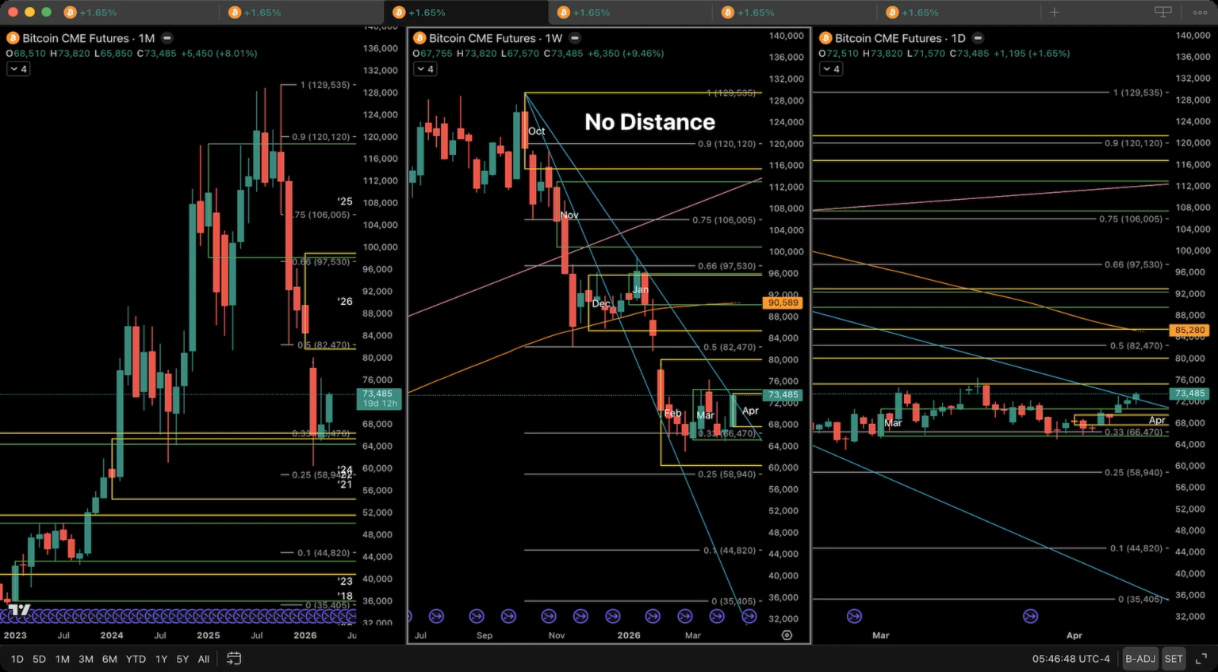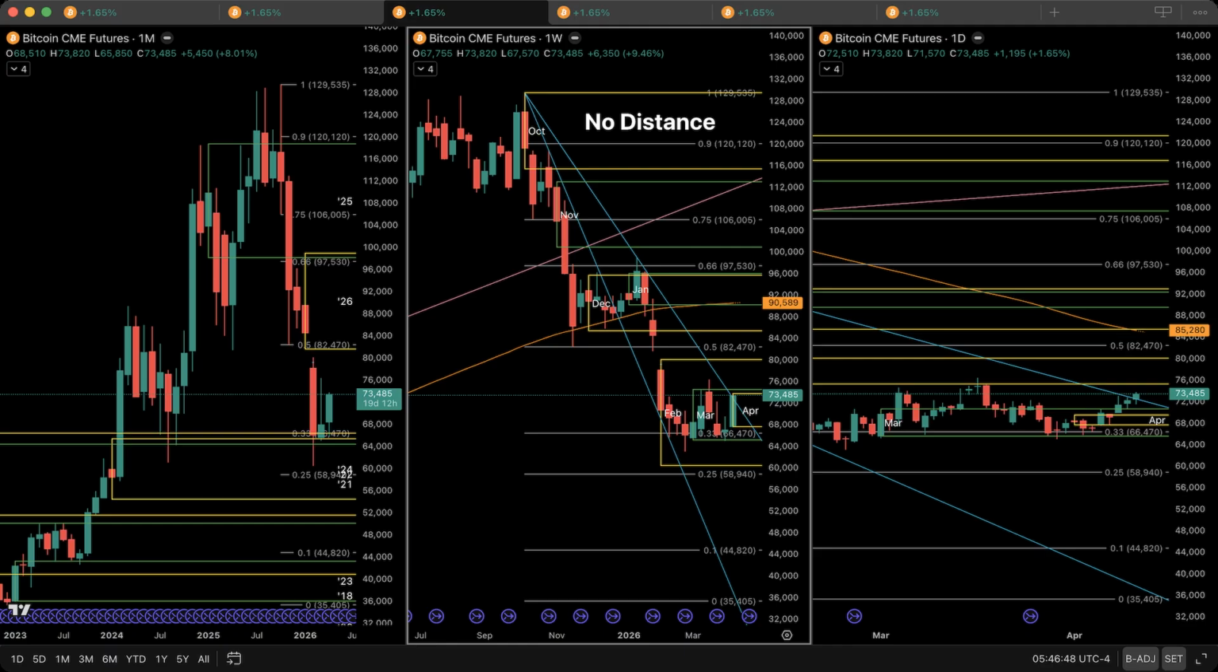Now observe the pattern. The April 1st week forms inside the March 1st week box. The March 1st week forms inside the February 1st week box. This is repeated containment. Each new weekly anchor forms inside prior structure. No new space is created.